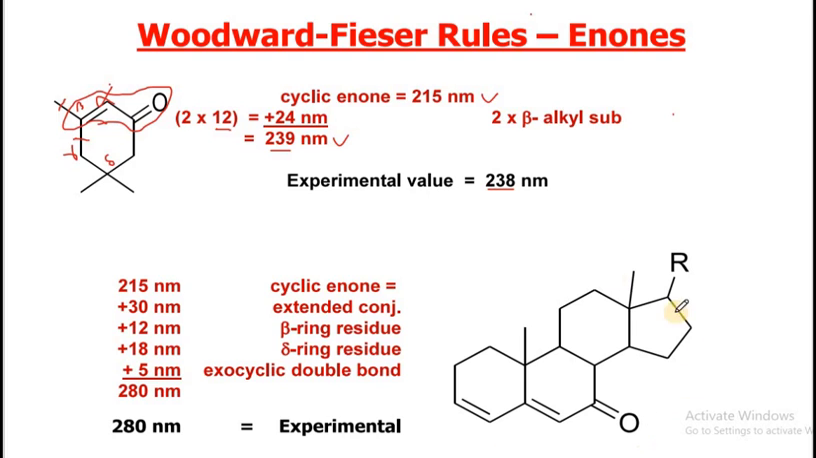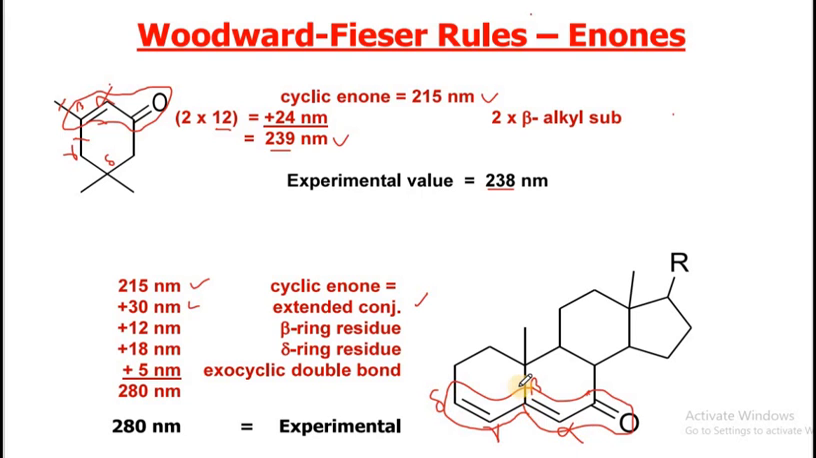So taking up another example, we note carefully, this is the base, but in this the double bond is extending, so our system becomes this. Now this is the basic system, and this alpha beta unsaturated ketone will have basic value 215 nanometer. Now this double bond is extending conjugation, so 30 nanometer will be added for this double bond extending conjugation. Then this is alpha position, this is beta position, this is gamma, and this is delta.